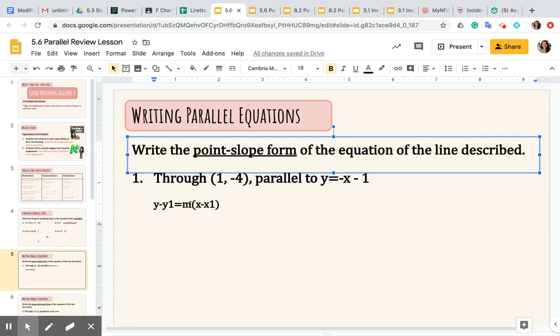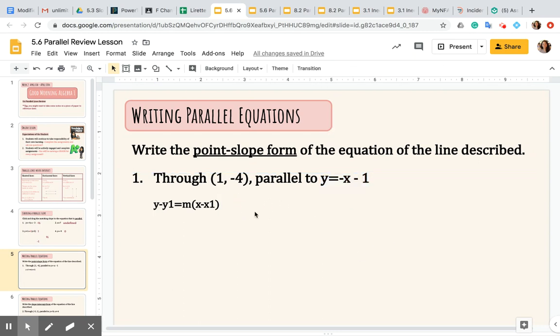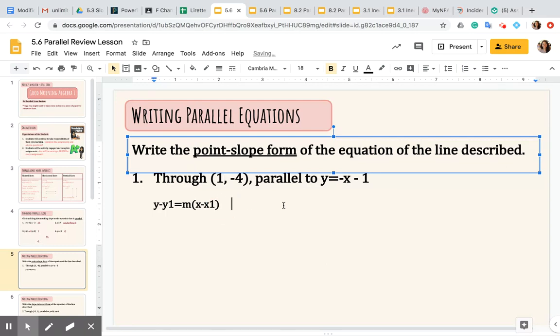I need to figure out what slope I need for my answer, however. That's where you look at the given equation, okay? Remember, for lines to be parallel, slopes have to be the same. So the question is, what's my slope in this starting line? Well, the slope that I'm given, and I might actually just write it off to the side here, the given slope is a -1 that's sitting in front of the x. That's the slope I want to use in my answer, okay?